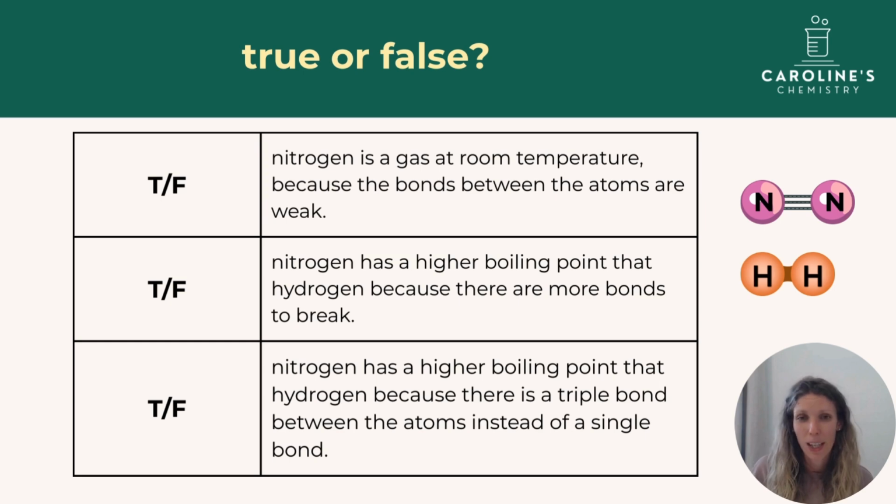Second one, nitrogen has a higher boiling point than hydrogen because there are more bonds to break. And you can see that there. The pink nitrogen has 3 bonds, a triple bond, and the hydrogen only has 1 bond. Is this true or false then? It is false.